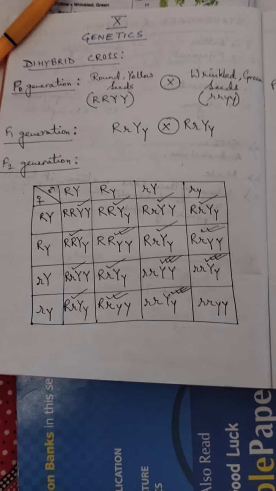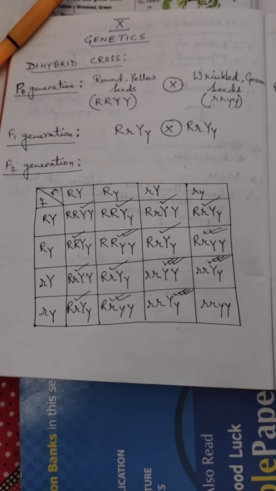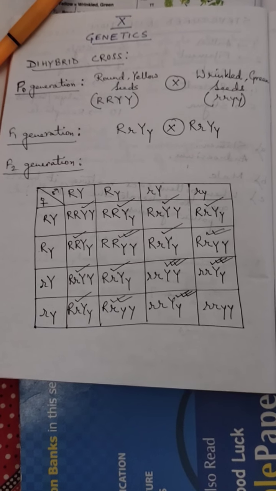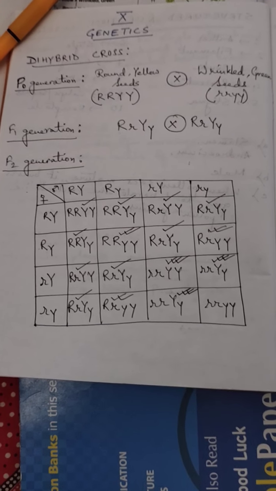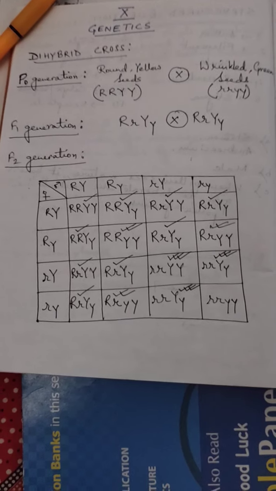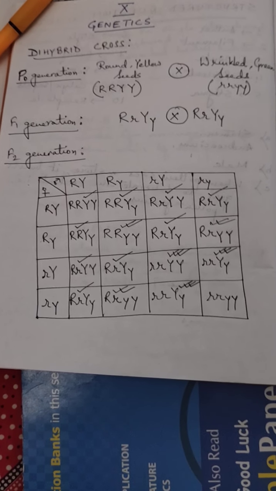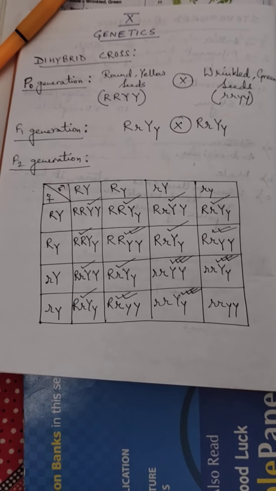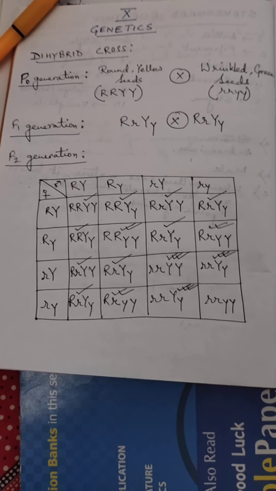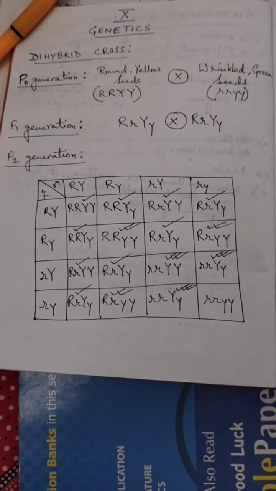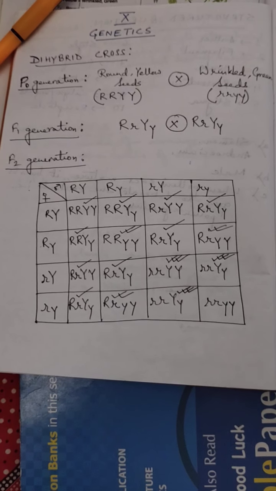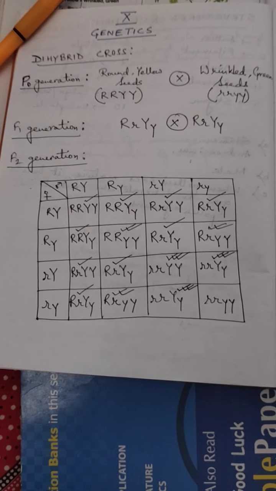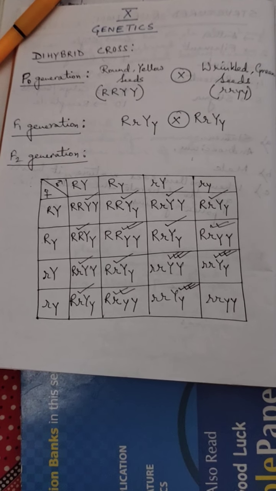Capital R, small r, capital Y, small y. So this is the genotype which we are getting in the F1 generation, and then we are self-crossing this genotype with the other genotype. Okay, so we are crossing capital R small r, capital Y small y with another capital R small r, capital Y small y. Now in the F2 generation, we are doing again the Punnett square or the checkerboard.